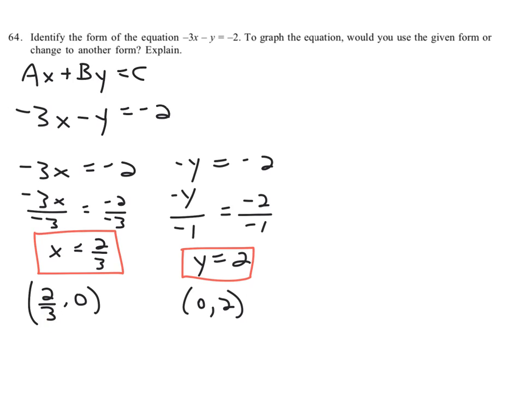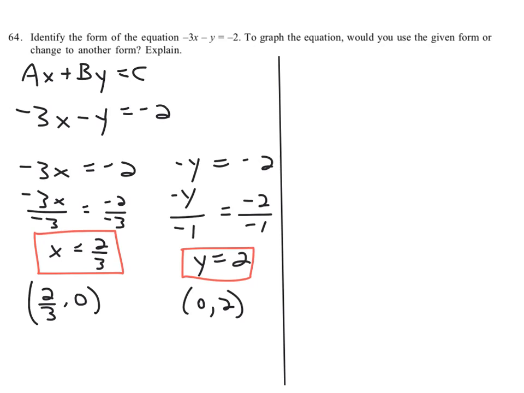Putting a point at 2/3 might not be convenient based on your graph, but I find personally, and again, this is a little bit of an opinion here. It's saying, would you use the given form or change to another form? And so that's your choice, right? How you decide you want to graph it, because you can do it multiple ways.